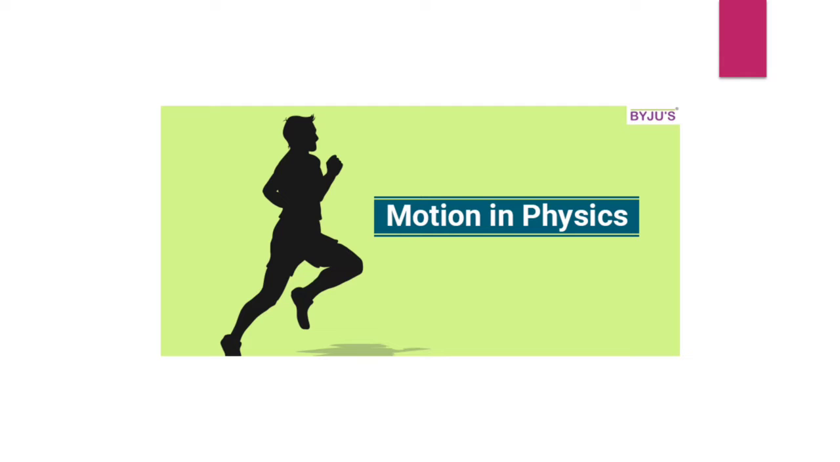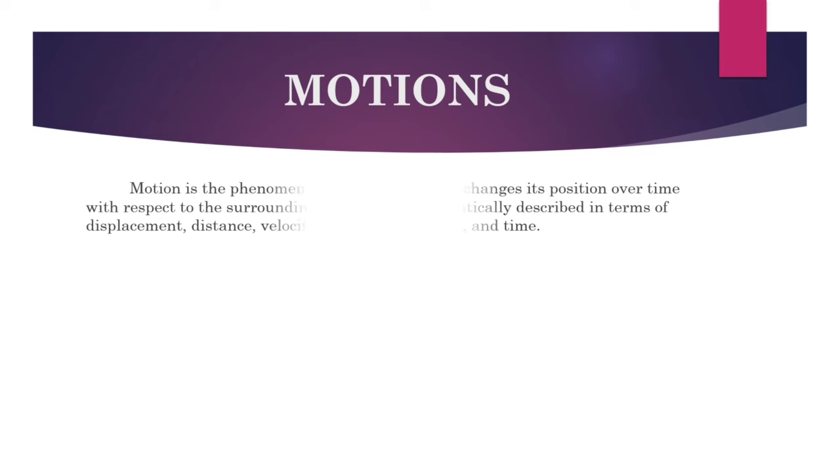Today we are going to explain motion in physics. Motion is the phenomenon in which an object changes its position over time with respect to the surroundings. Motion is mathematically described in terms of displacement, distance, velocity, acceleration, speed, and time.